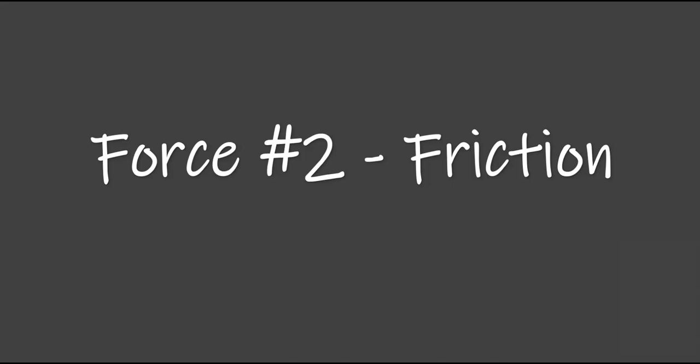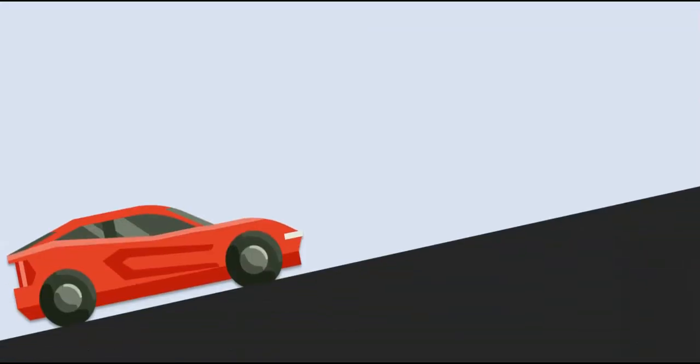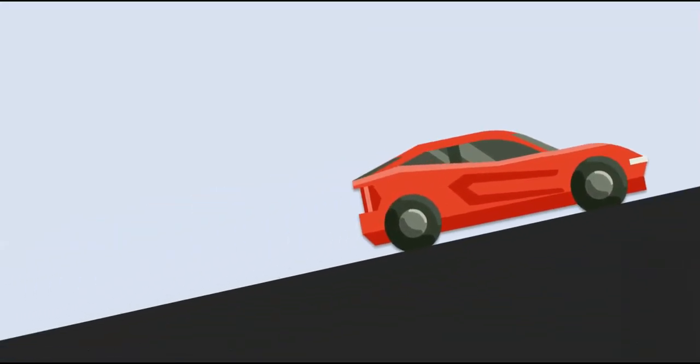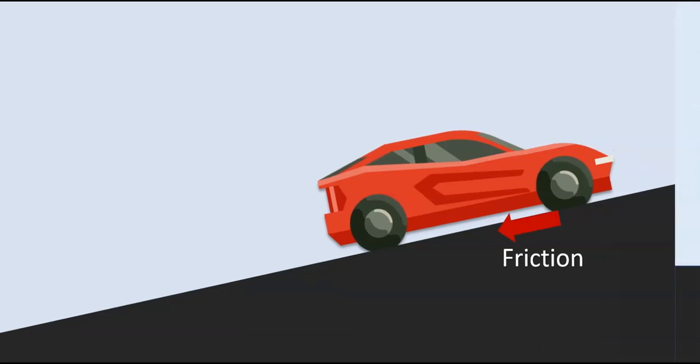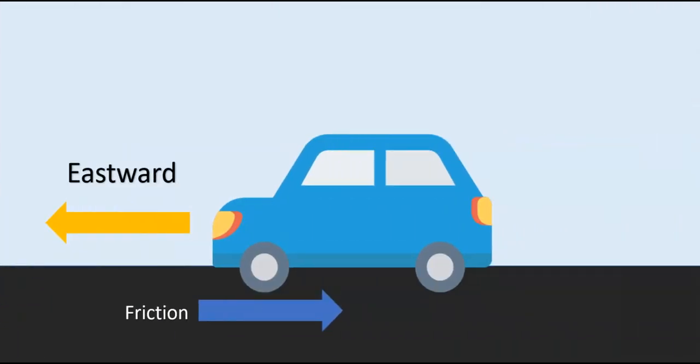The second force is friction. Friction always opposes motion. So if the object is moving up, friction will be along the surface going down. If the object is moving eastward, friction will be in the opposite direction.